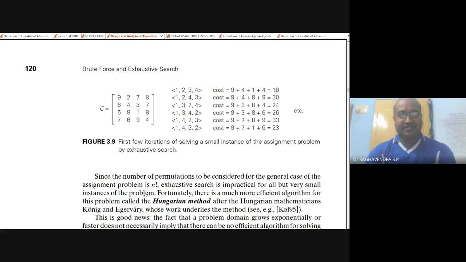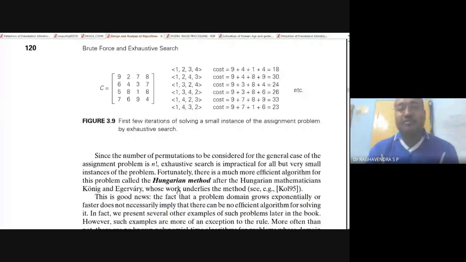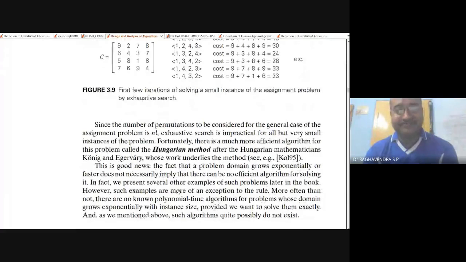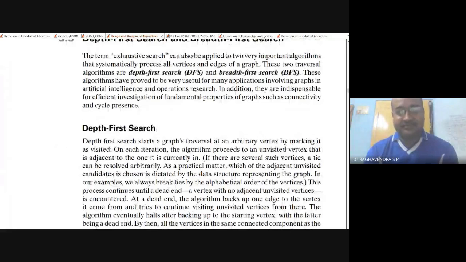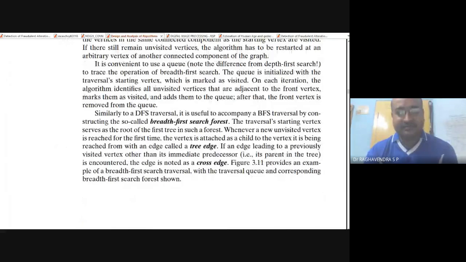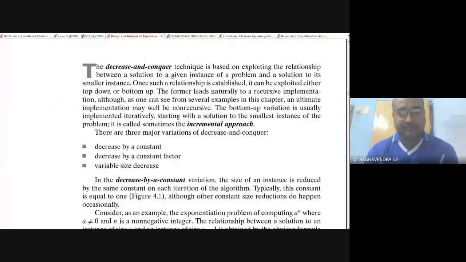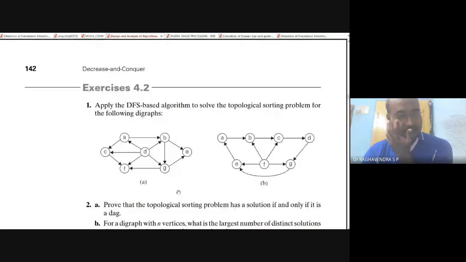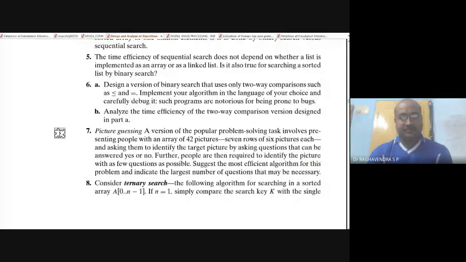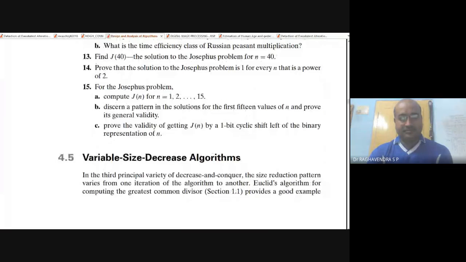So now you can see over here the Hungarian method. By using the Hungarian method, you can find a much more optimal value. So, divide and conquer.